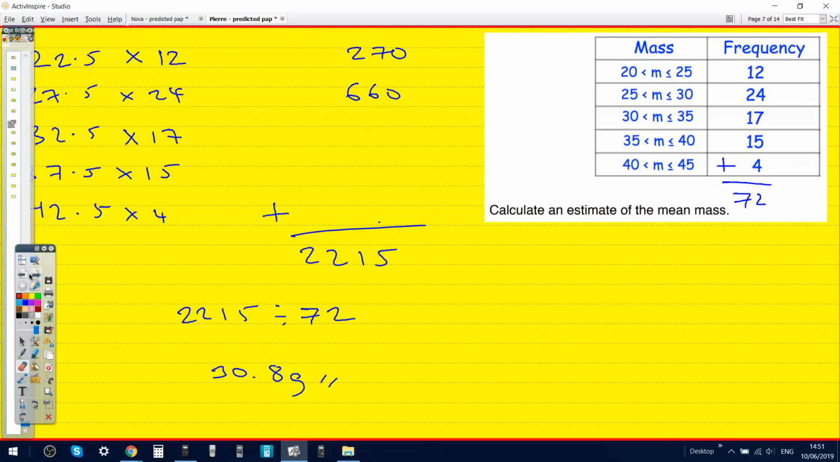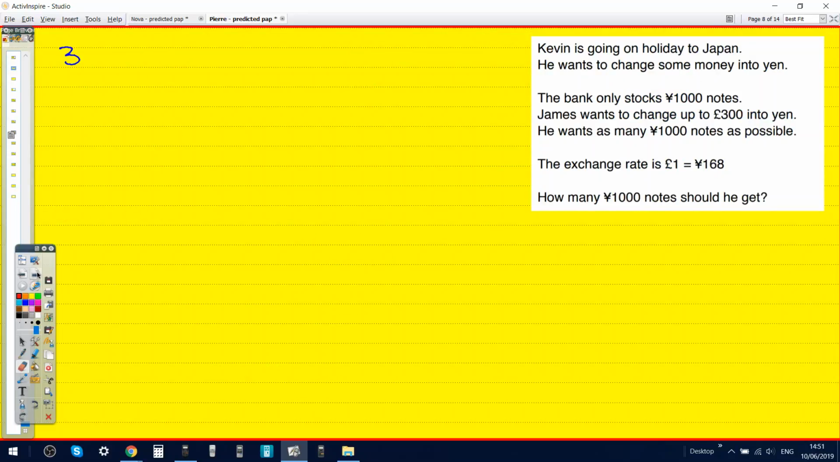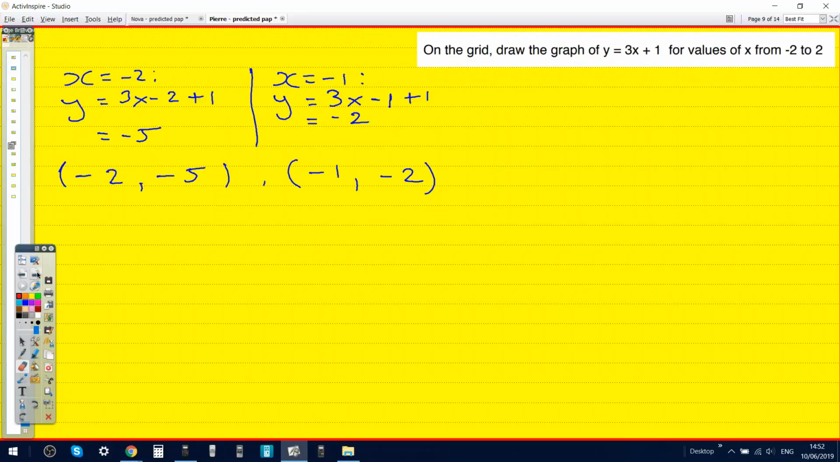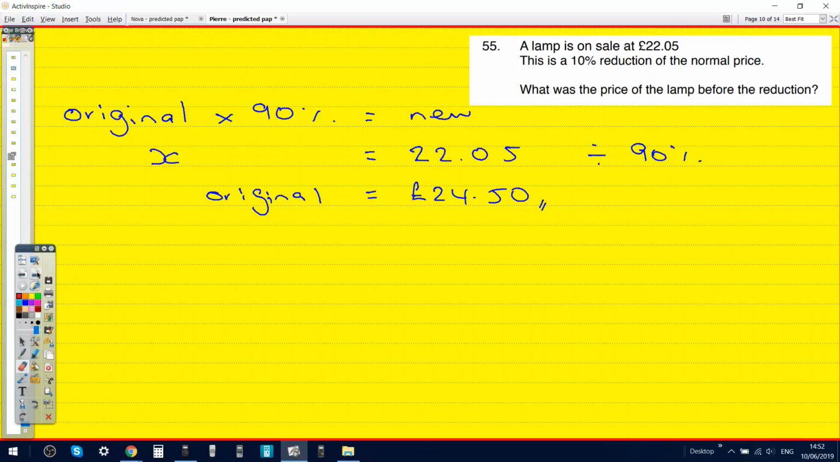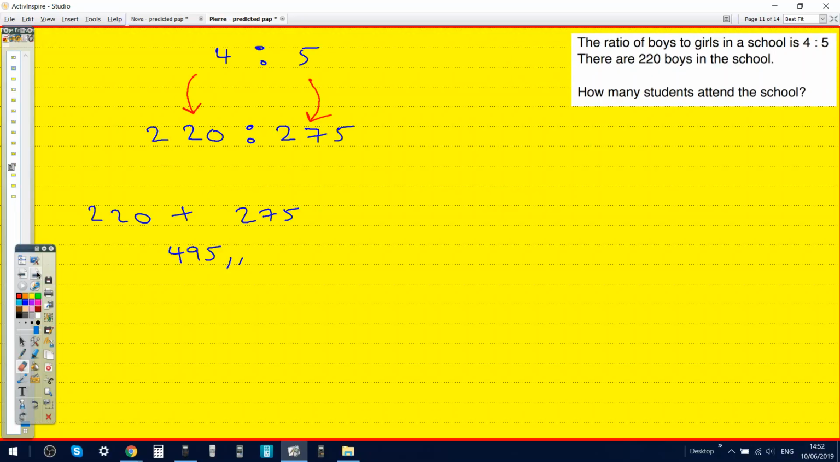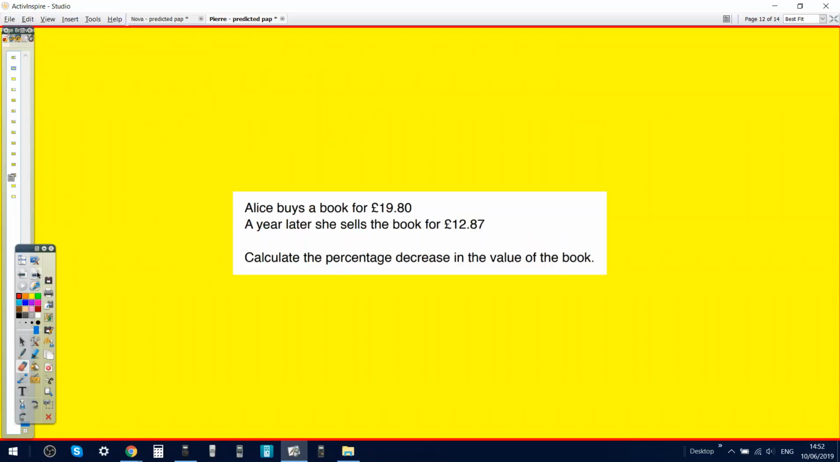So usually with the mean, it's just add them up, divide by total frequency. In this case, you're adding up the estimate, and then dividing that by total frequency. Midpoint times frequency. So that one was 50 notes. That was good. This one you're good. That one, you're finding the original, so you divide. That one you're good. We've got a bit of time.